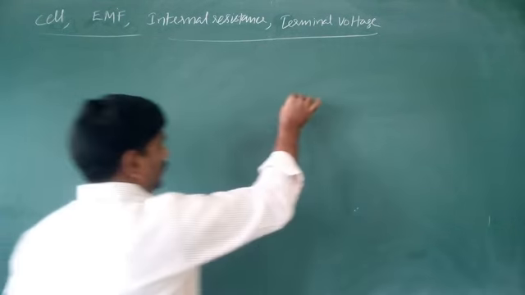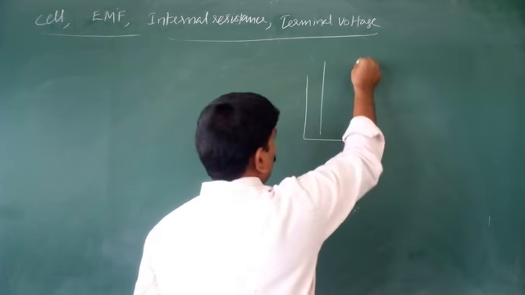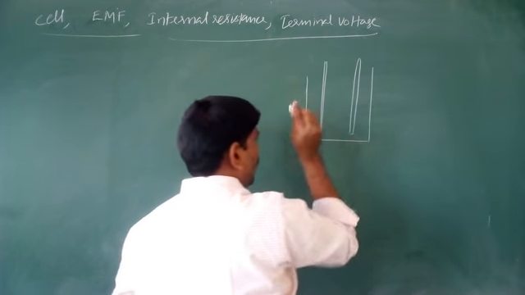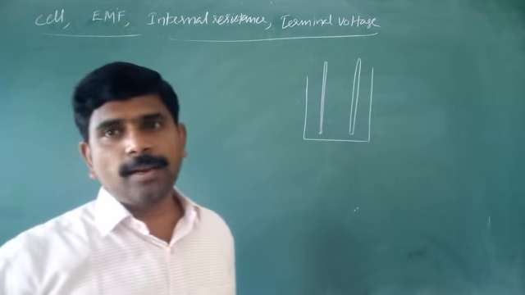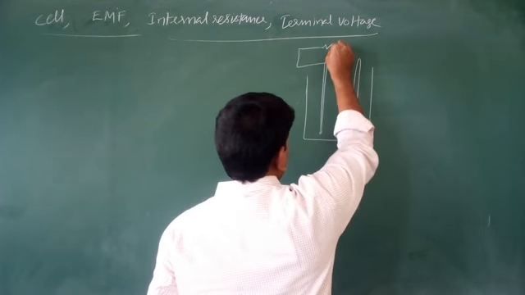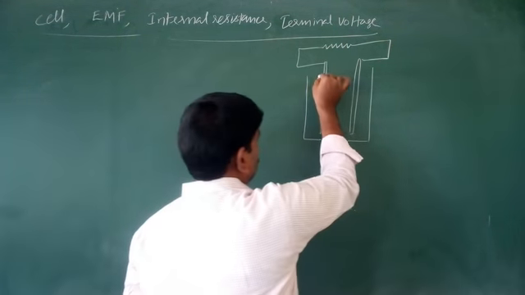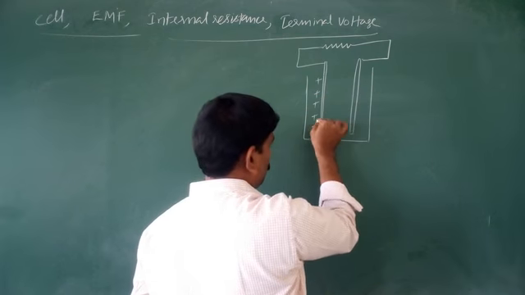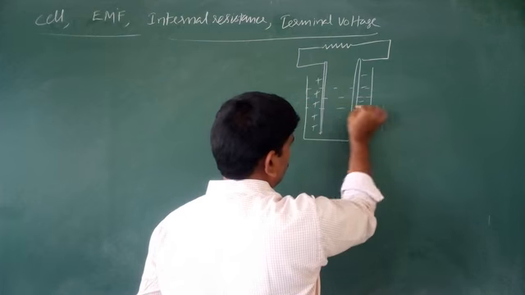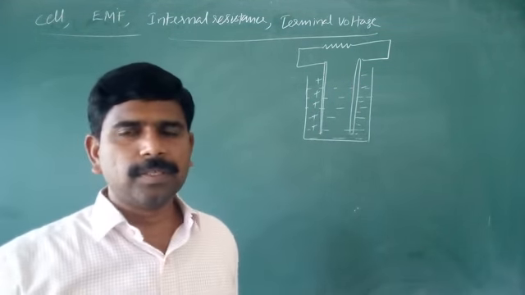Actually here, if you take one cell, it consists of two electrodes. One is the anode, the second one is the cathode. One is at the high potential, the second one is at the low potential. So right now, if this is connected to an external resistor, say a bulb, this is the positive terminal, the anode, and this is the cathode. Here the electrolyte is there. The liquid is nothing but the electrolyte.